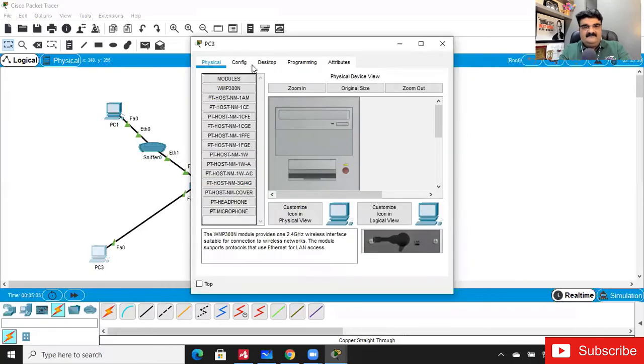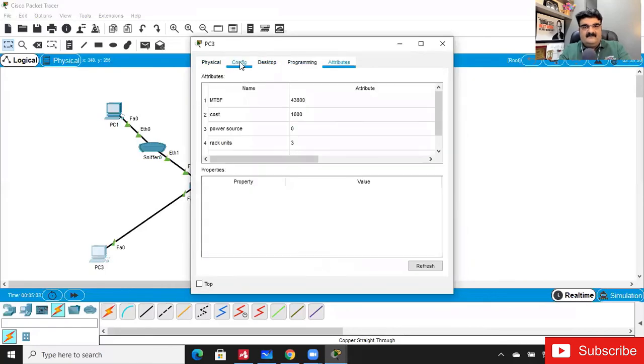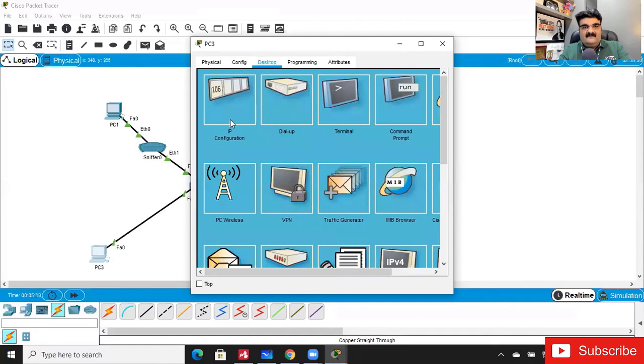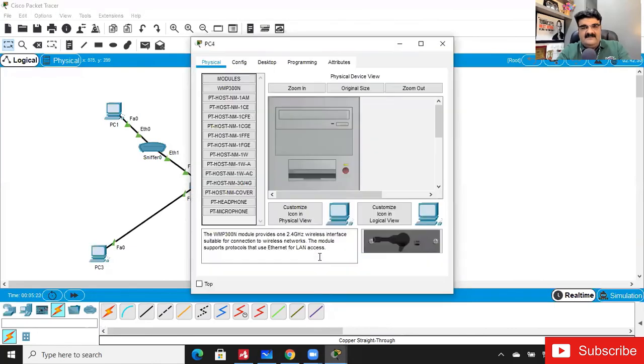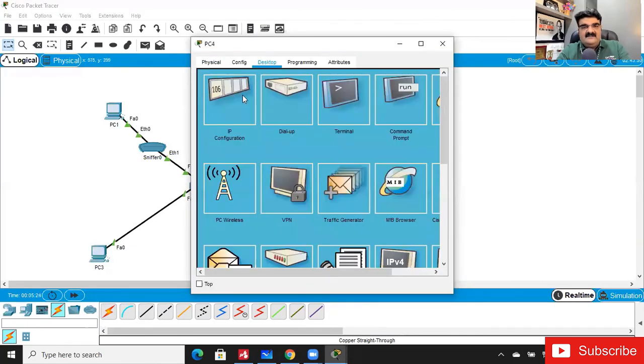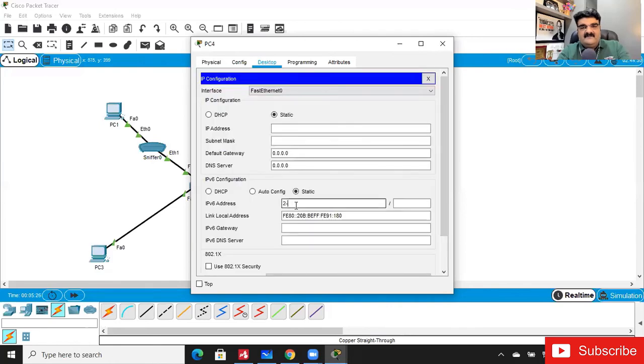PC3, 2001 colon 10 colon 3 slash 64. And here we have another PC, 2001 colon 10 colon 4 slash 64.